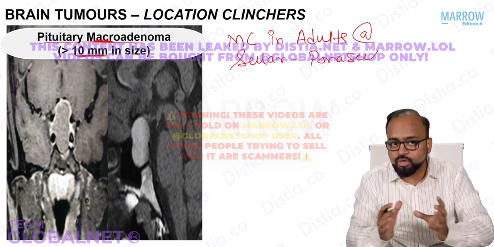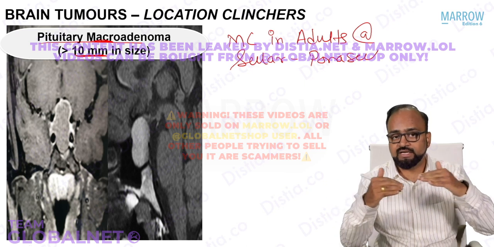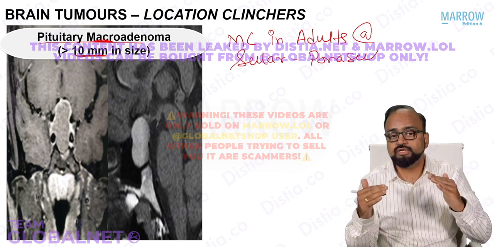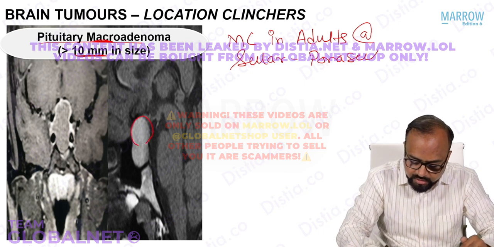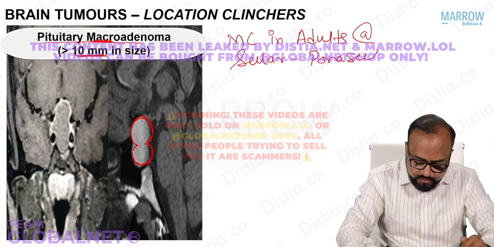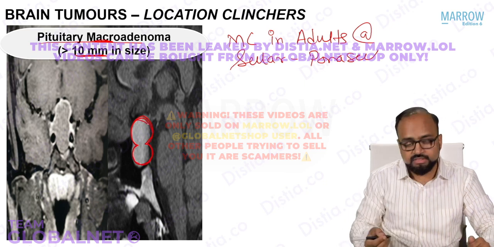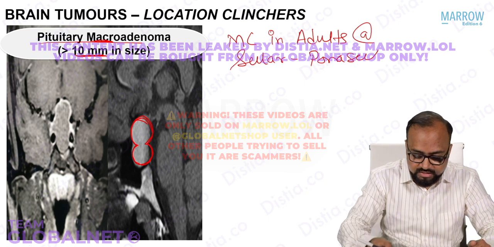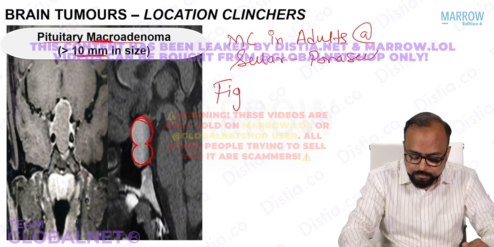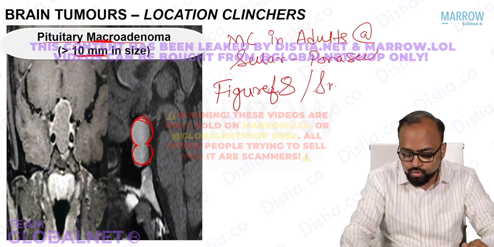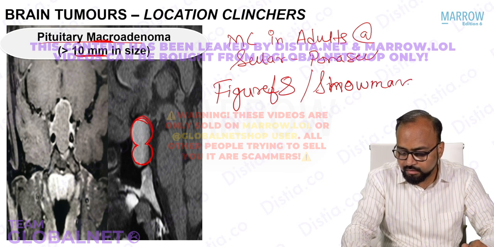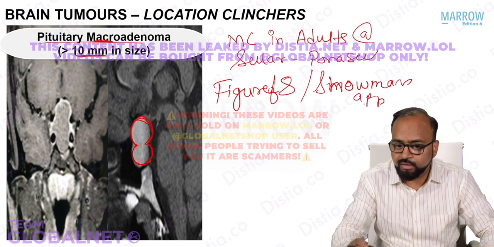Now when it extends beyond the sella, the diaphragma sellae, which covers the sella, creates a constriction in its middle part, and that is the reason why it appears like a figure of 8 or a snowman. This is what gives it its name. This is what is called the figure of 8 sign, or snowman appearance, of the pituitary macroadenoma.